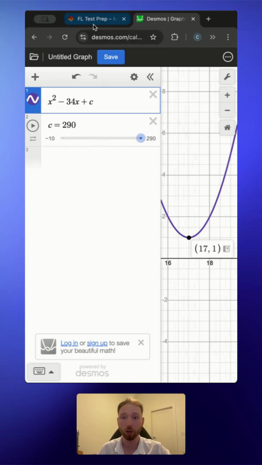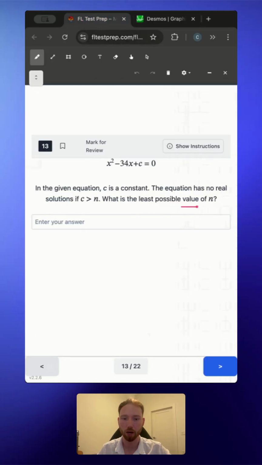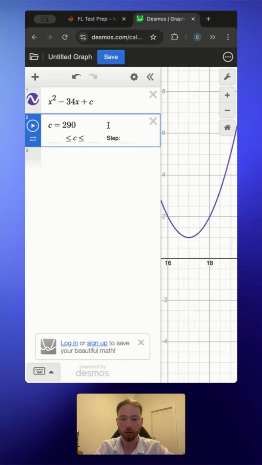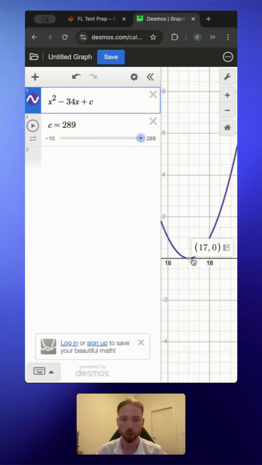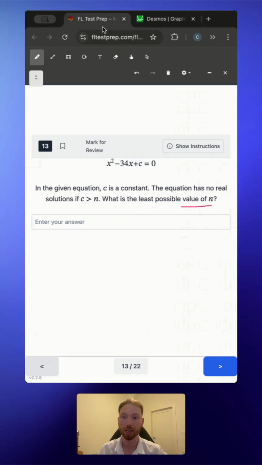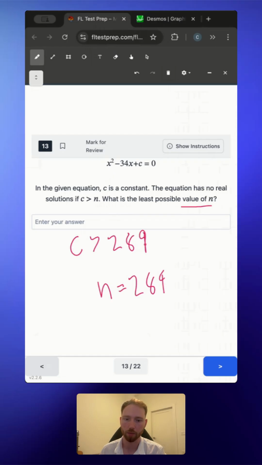But remember, I'm not looking for C. I'm looking for the least possible value of n. And n is the last number when C has a solution. So when I put in 289, I can see that there's one solution. This is the last number that C could possibly be before it has no solutions. So therefore, that is going to be the solution here, where as long as C is greater than 289, there will be no solutions. So that means n equals 289. That is the correct answer for this question.